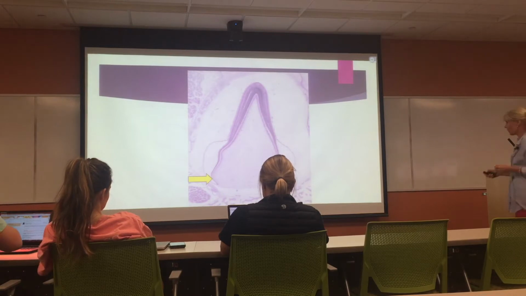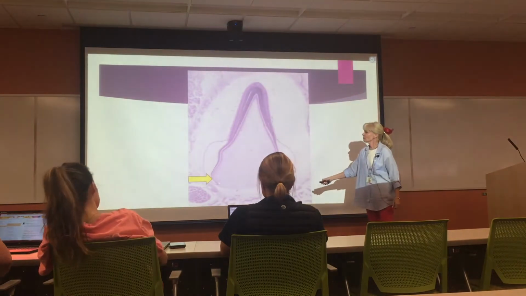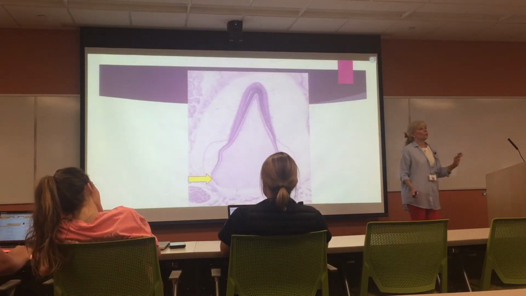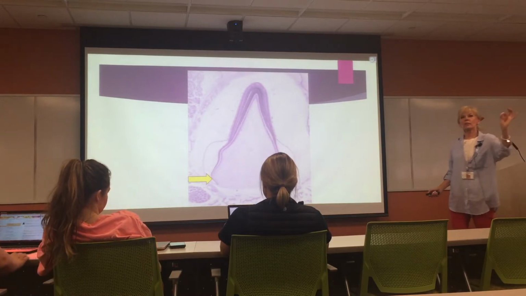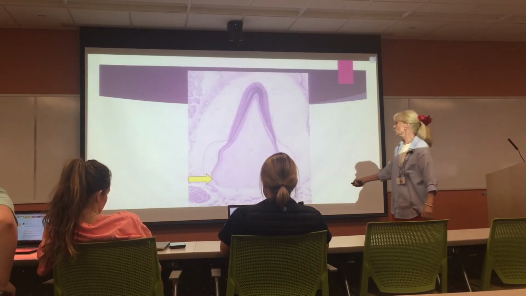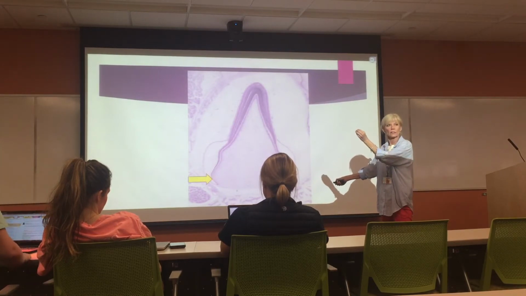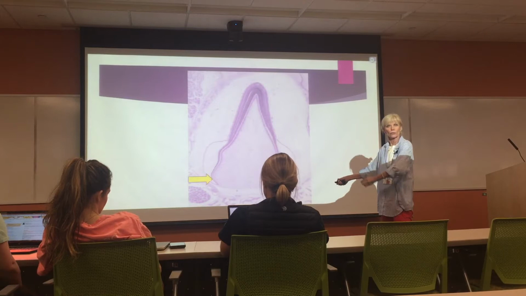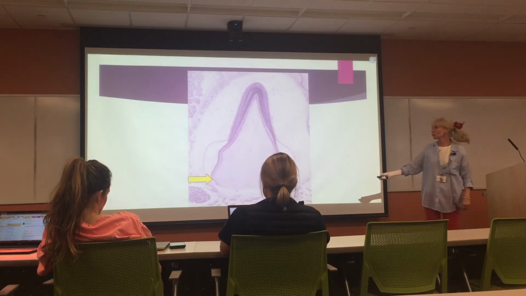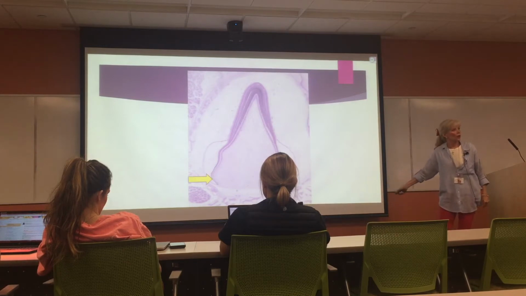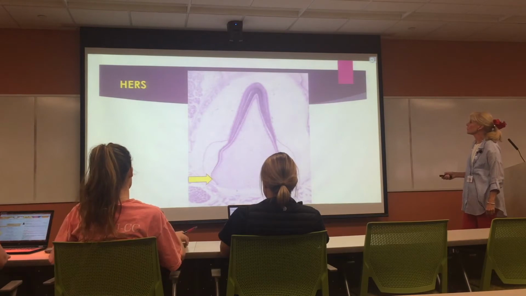Okay, what's this down here? We really hadn't started Hertwig's epithelial root sheath, and it's just where the inner and outer enamel epithelium come together and stop right there, and then they're going to grow the HERS. Yes, cervical loop. So it's first the cervical loop, and then we grow our Hertwig's epithelial root sheath.